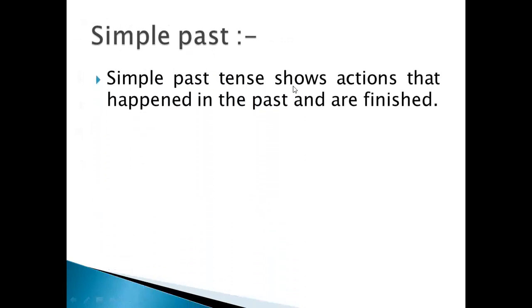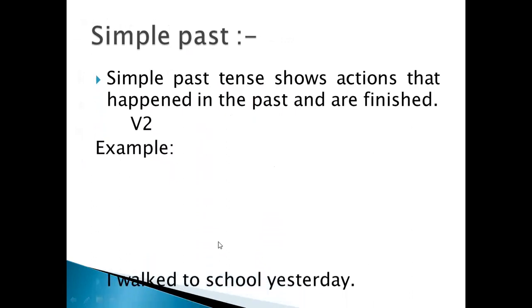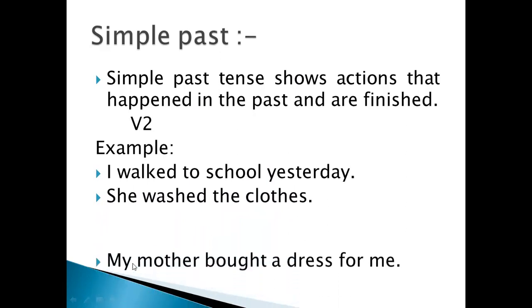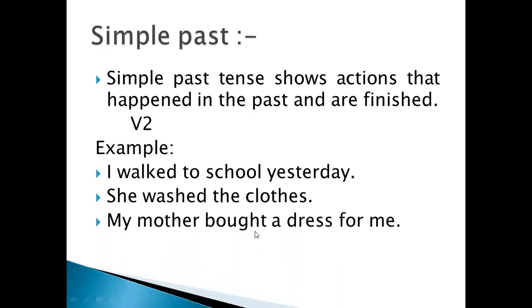Simple past tense shows actions that happened in the past and are finished. It uses the V2 form of the verb. Examples: I walked to school yesterday. She washed the clothes. My mother bought a dress for me.